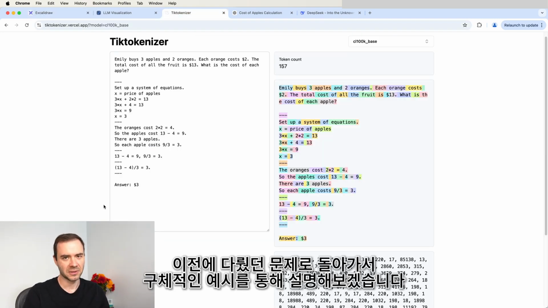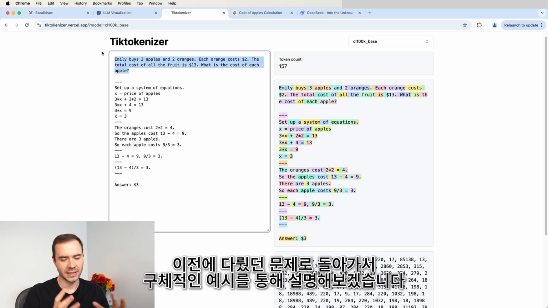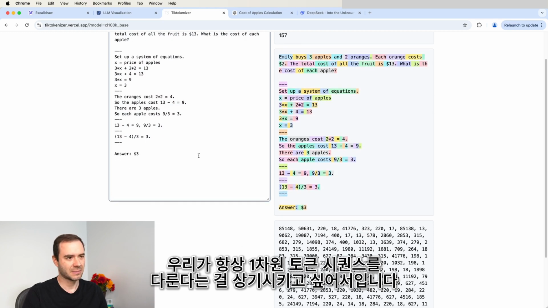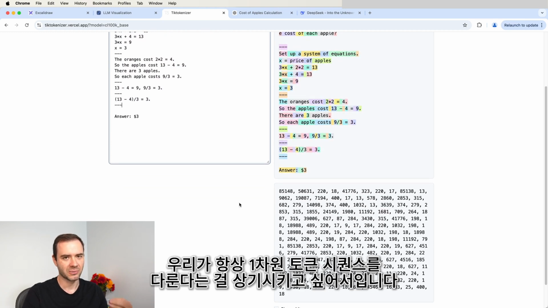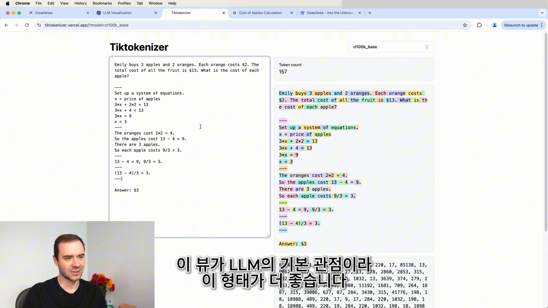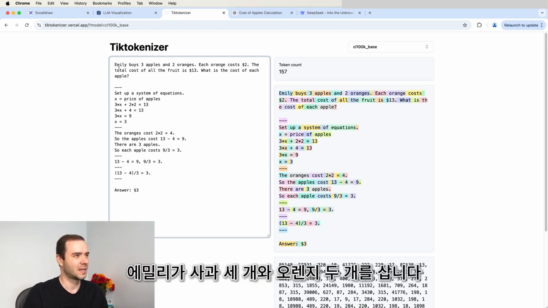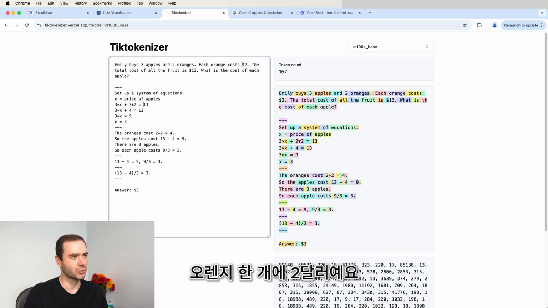Okay, so let's go back to the problem that we worked with previously, just so we have a concrete example to talk through as we explore the topic here. I'm here in the text tokenizer because I get a text box, which is useful, but number two, I want to remind you again that we're always working with one-dimensional token sequences. I prefer this view because it's the native view of the LLM. This is what it actually sees: token IDs. Okay. So Emily buys 3 apples and 2 oranges. Each orange is $2. The total cost of all the fruit is $13. What is the cost of each apple?